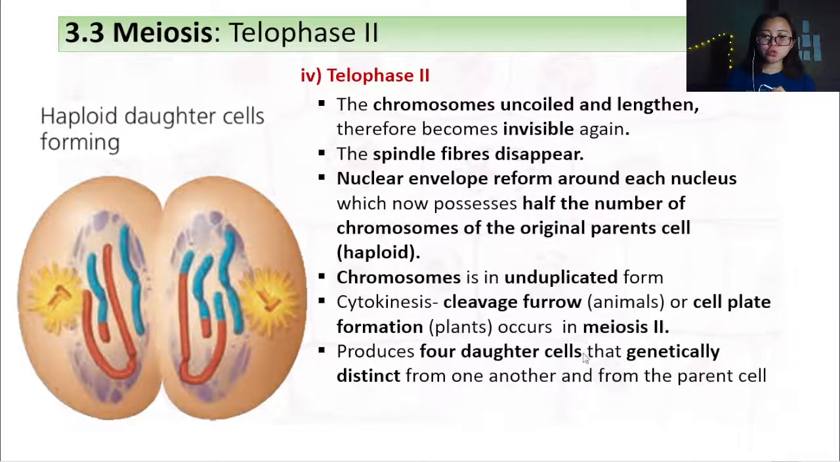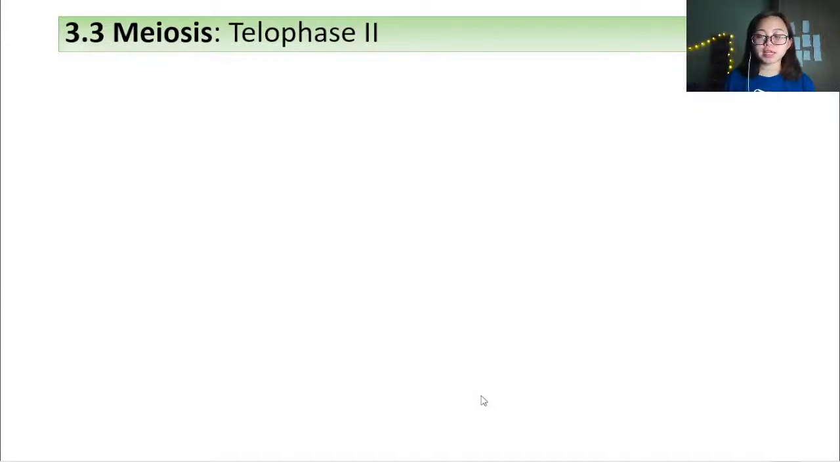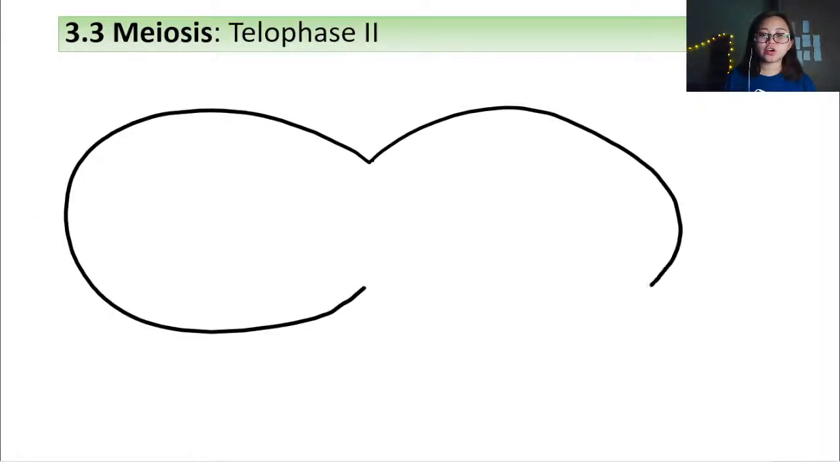After telophase 2, it produces 4 daughter cells that are genetically distinct from one another and the parent cell. So the 4 daughter cells are not genetically identical to parent cell. Okay, we're gonna draw this again.